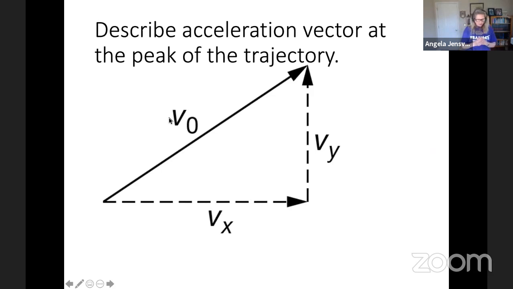Okay, describe the acceleration vector at the peak. 30 seconds.